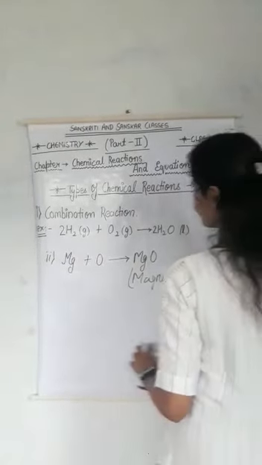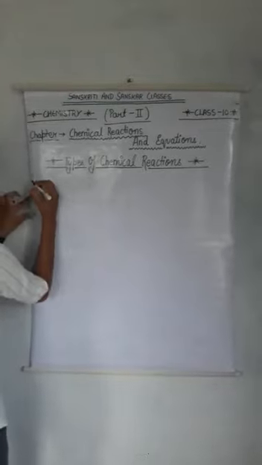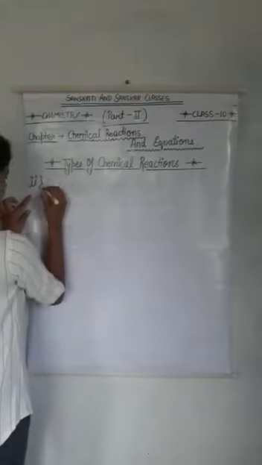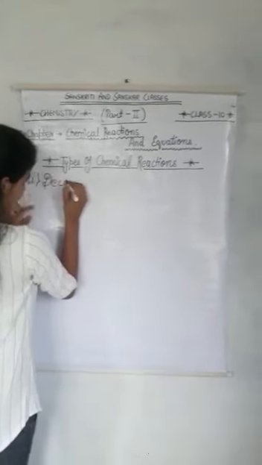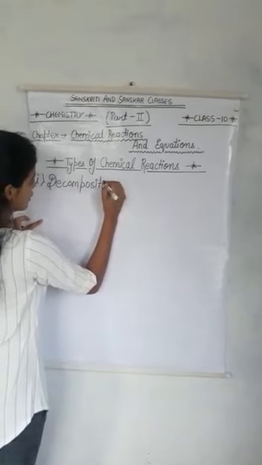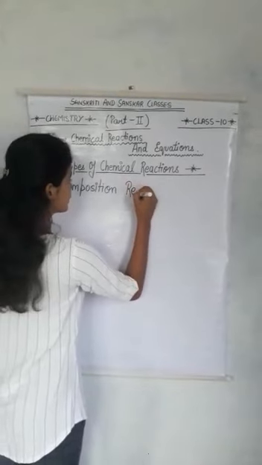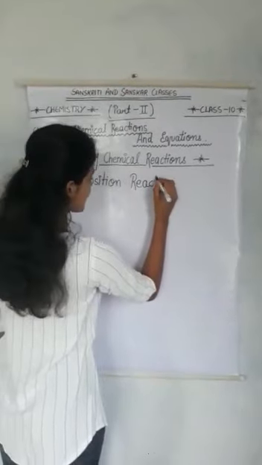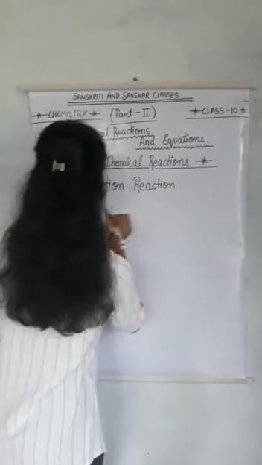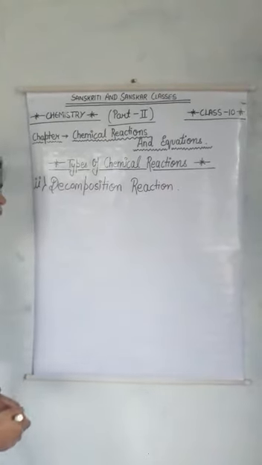Now we come to the decomposition reaction. As I have said, decomposition reaction is just the opposite of combination reaction. Combination reaction means jodna, and decomposition reaction means todna, tootna. When one substance decomposes into other substances on the product side, that is a decomposition reaction.